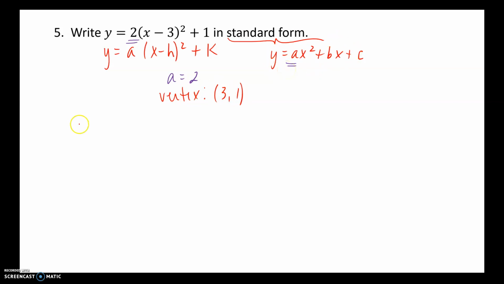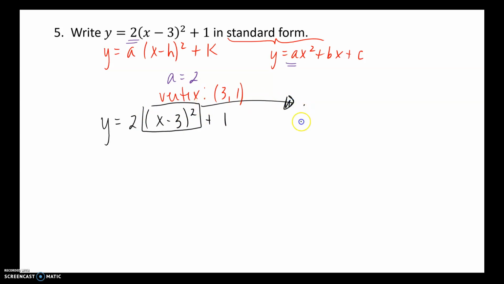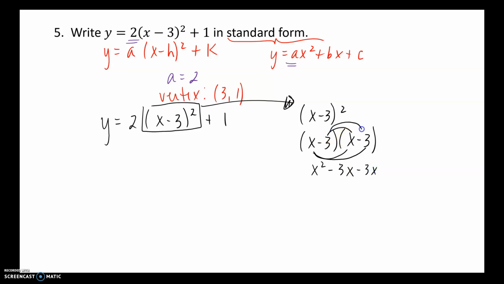So what do we have to do to this expression? We have to expand it. 2 times x minus 3 squared plus 1. All right, I'm going to focus on this guy first. So remember, when we square something, we multiply it by itself. I have to make sure that I'm taking x minus 3 and multiplying it by x minus 3. So I got to distribute the x to both terms. And then I have to distribute the -3 to both terms. Be careful. -3 times -3 is +9.